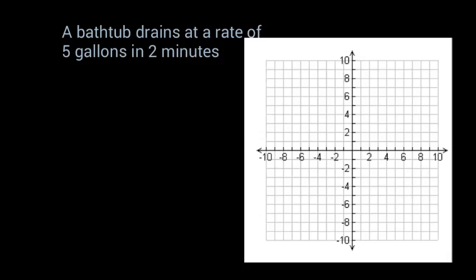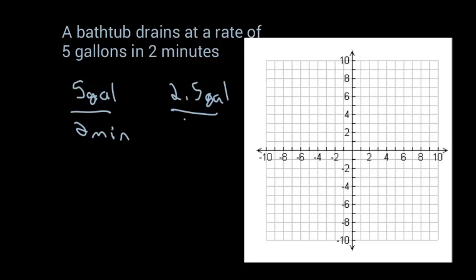Alright, so now we're just given a rate: a bathtub drains at a rate of 5 gallons in 2 minutes, and we're going to have to come up with our table to be able to make our graph. So first is to take our ratio of 5 gallons in 2 minutes and make it a unit rate. So I'm going to do 5 divided by 2, so I'm going to get 2.5 gallons per minute.